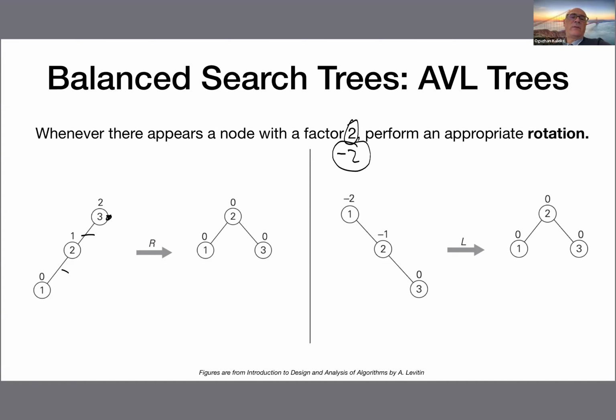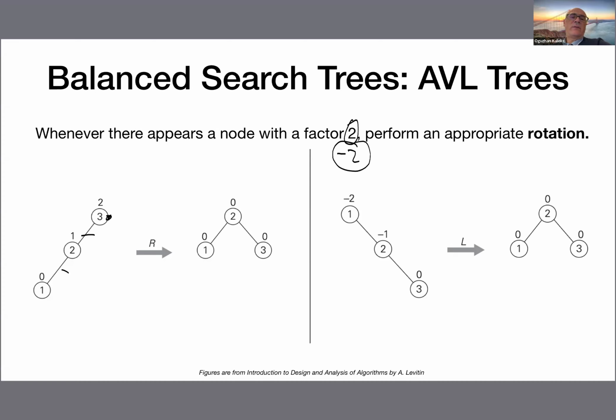Similarly, if we have a right heavy sequence, as you see here, -2, -1, and 0, I will make a left rotation. That leaves this tree balanced. These are the left rotations and right rotations, used when I have such a leftward sequence or a rightward sequence.